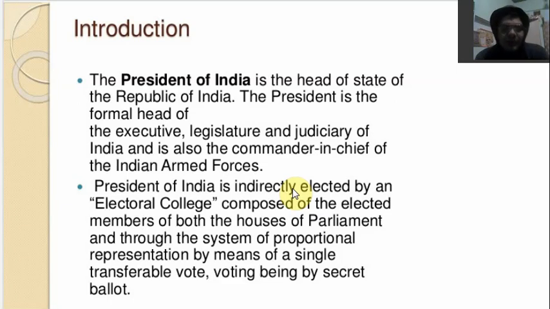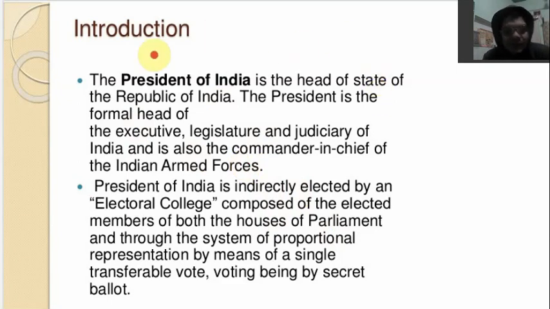Today we are going to learn about the President of India. We will learn almost everything about the President: the eligibility, the qualification, how he is elected, and what kind of powers the President has. So we are going to get in-depth information about the President today. Be focused and try to learn as much as you possibly can.